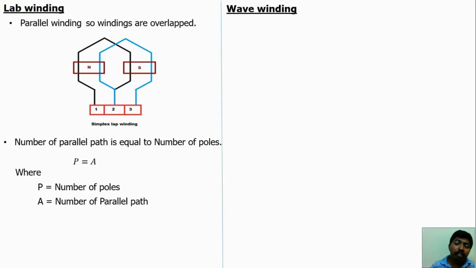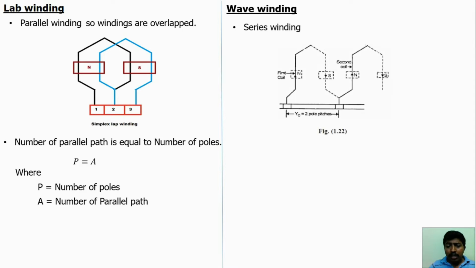Wave winding. Wave winding means wave series winding. So this is the image of wave winding. Here the number of parallel paths is only 2. Okay. So A is equal to 2. For the wave winding, number of parallel paths is equal to 2, we have series winding. For lap winding, number of parallel paths is equal to number of poles, we have parallel winding. This is the concepts of lap winding and wave winding.